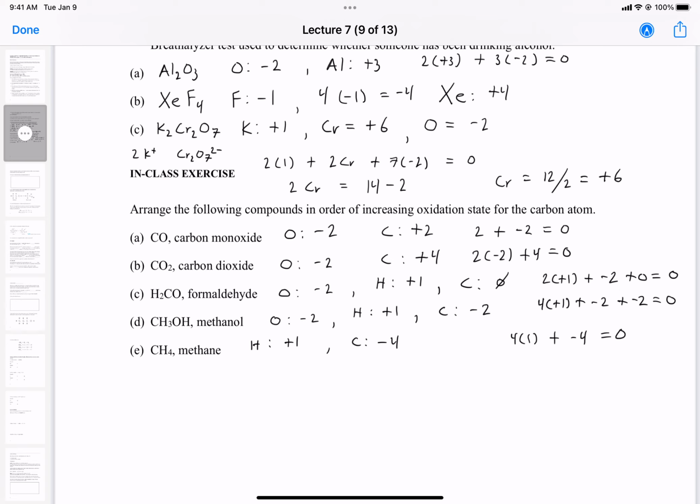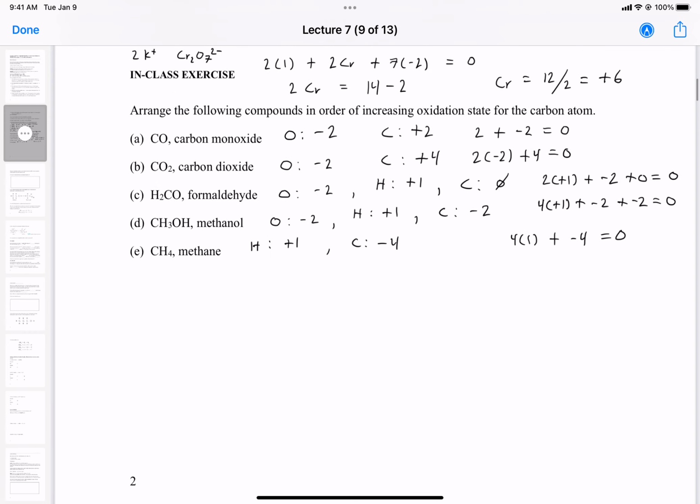So the sum of the oxidation numbers should always equal the overall charge on the molecule. So for neutral molecules, they should all add up to 0. So if you do those steps, you can determine any oxidation state for any element in any chemical reaction. Okay. Now let's go on to the next thing here.